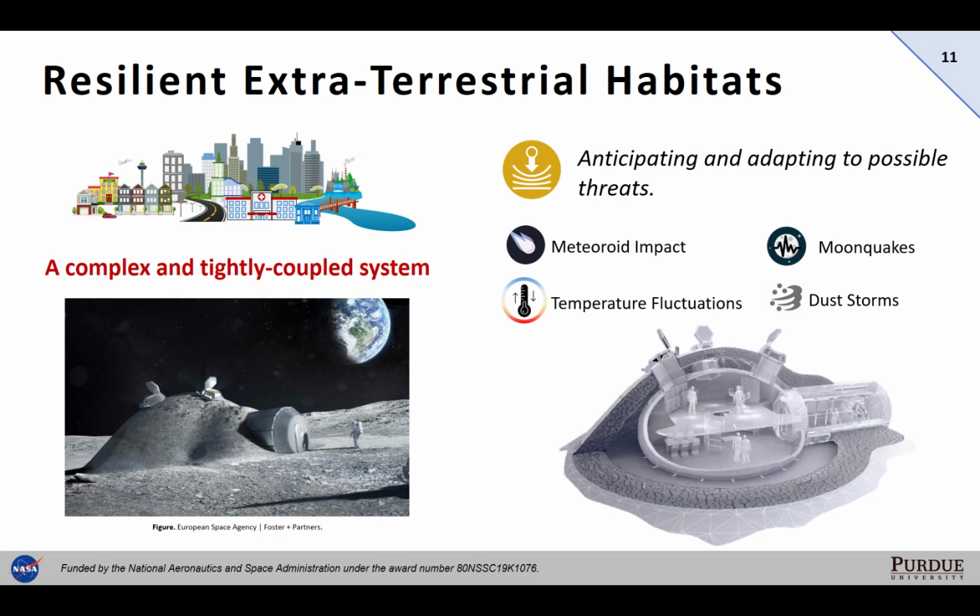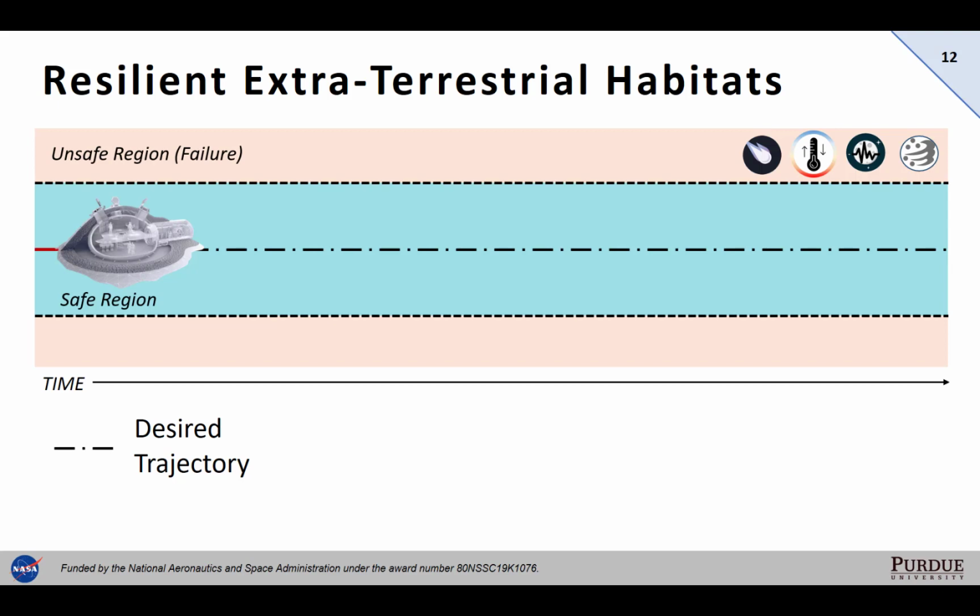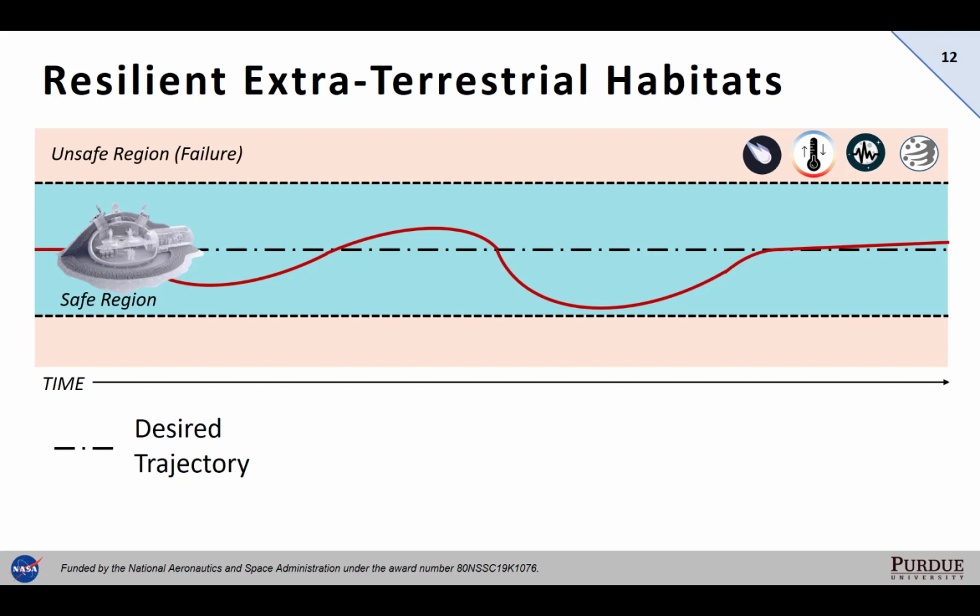Keeping in mind all these threats, we can design a habitat and define unsafe regions and a safe region of performance over time. One can define a desired trajectory, but in reality, the system will behave something like this, because it will face adversities that may push the system towards the unsafe region. We want to develop smart habitats that can respond to changes, damage, and anything that could go wrong, and still maintain their integrity and safety.